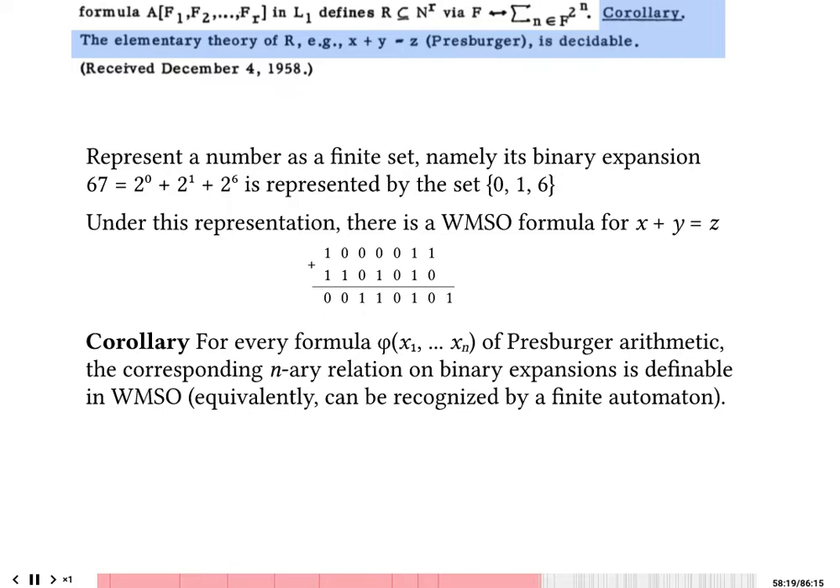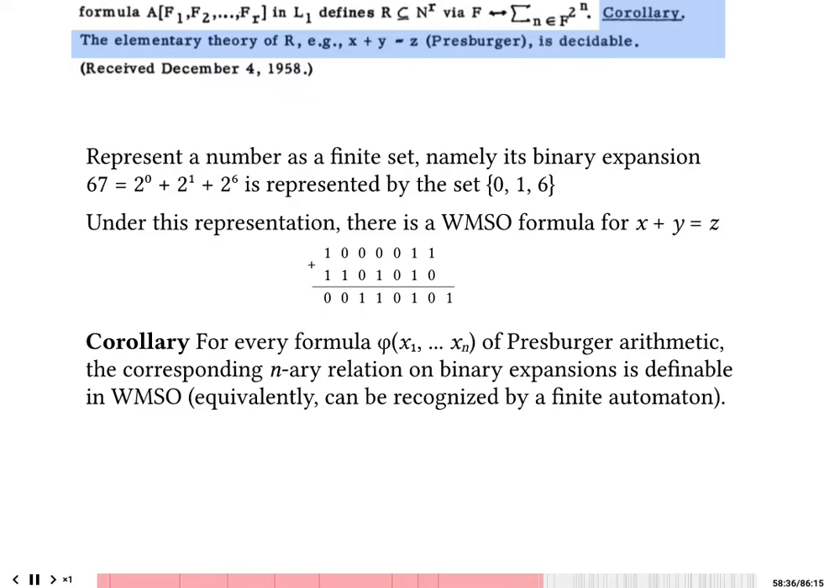So this is an alternative normal form for Presburger arithmetic, as opposed to semi-linear sets of numbers. We have regular languages of binary representations. So this is an alternative proof for Presburger arithmetic.